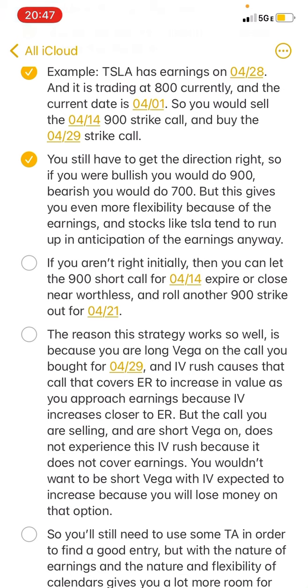And with the earnings, those long strikes tend to lose value a lot less, right? Because unless they're super far out of the money, they're going to hold some value, especially on a stock like Tesla. This thing can move 100 points in the blink of an eye, especially around earnings, right?